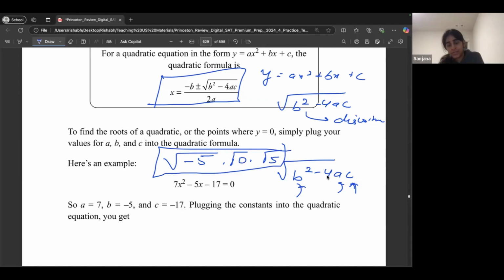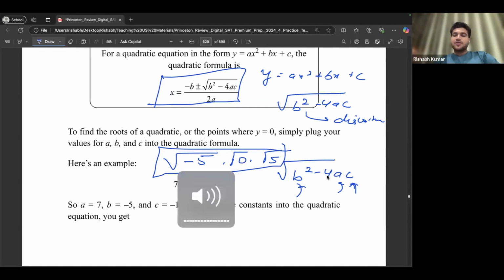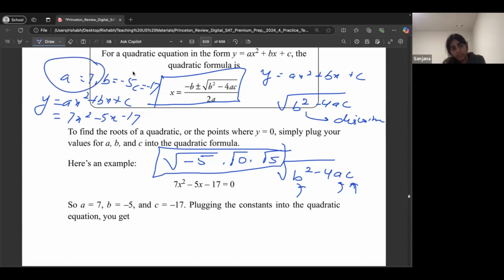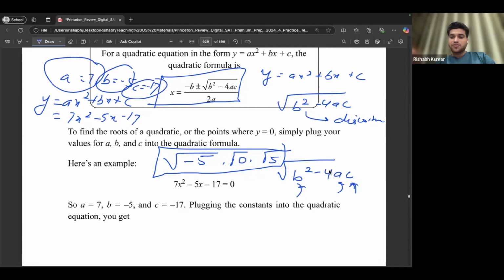Okay, see, if we have a quadratic equation y is equal to ax square plus bx plus c, with different values such as 7x square minus 5x minus 17, then here a is equal to 7, b is equal to minus 5, and c is equal to minus 17. So depending upon the values of a, b, and c, we will have a value of b square minus 4ac, which may be less than 0, equal to 0, or greater than 0.